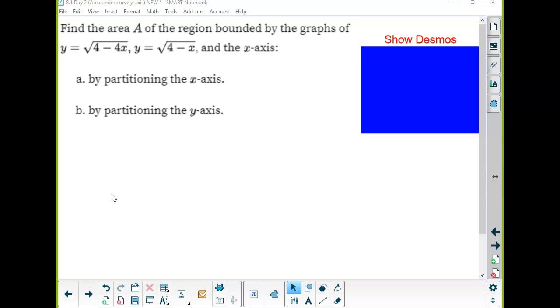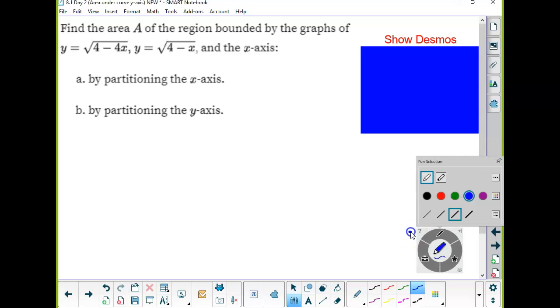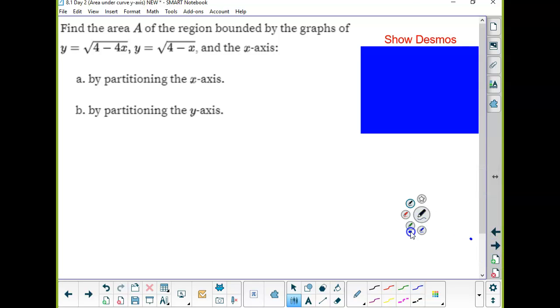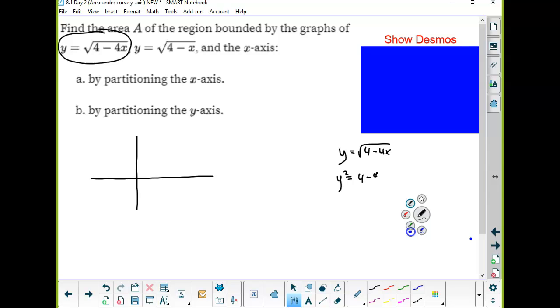Do you remember what the graphs of the square roots look like? Hopefully, but if not, here's kind of how I would recommend thinking of this. You might not remember exactly what this looks like, but what if I solve it? What if I solve for x? What if I square this side? I'll do some side work here. So what if I square this side, and then I move the 4 over?